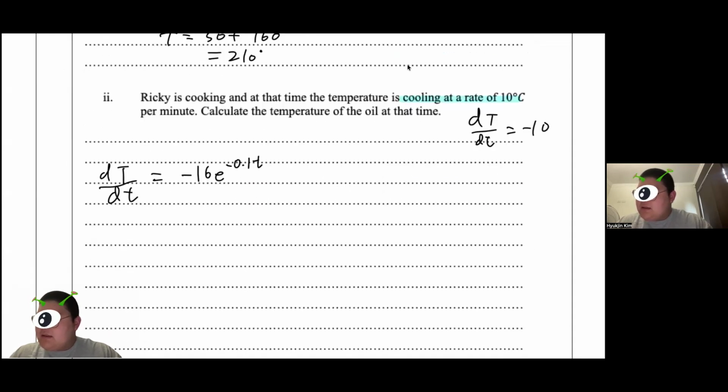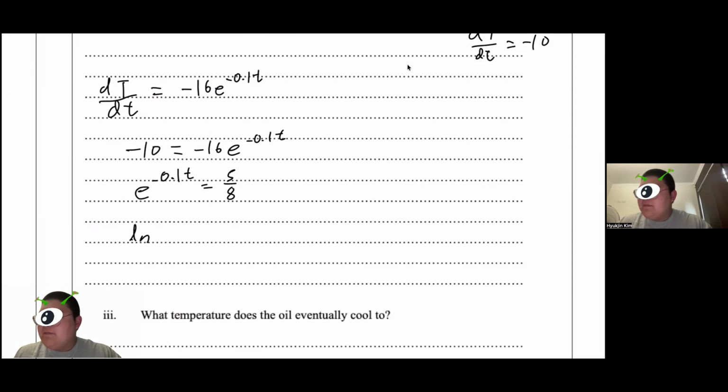Now, at t, oh, we're trying to find t. Okay, we're trying to see -10 equals -16 e to the power of -0.1t. So e to the power of -0.1t equals 5 over 8. That means we can take the natural log. ln 5 on 8 equals -0.1t. T equals ln 5 over 8, over -0.1.